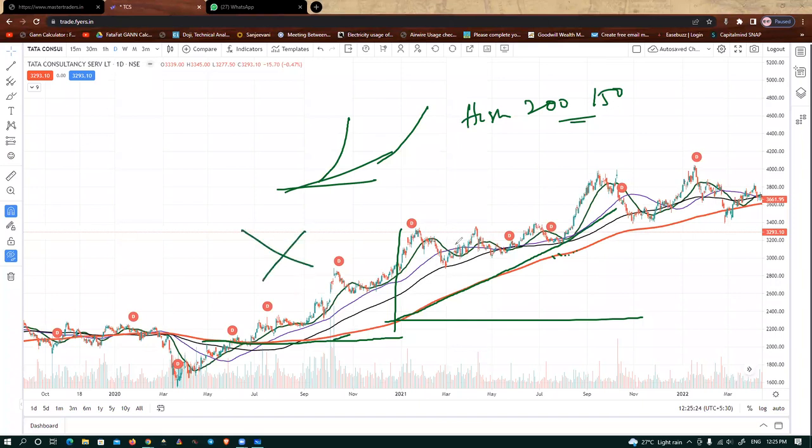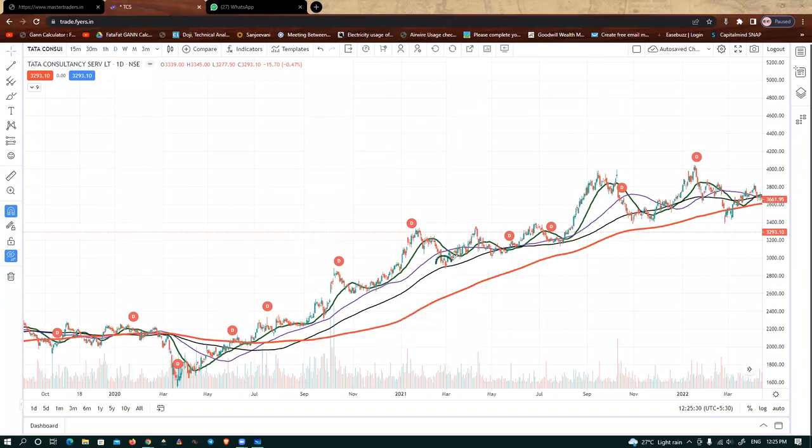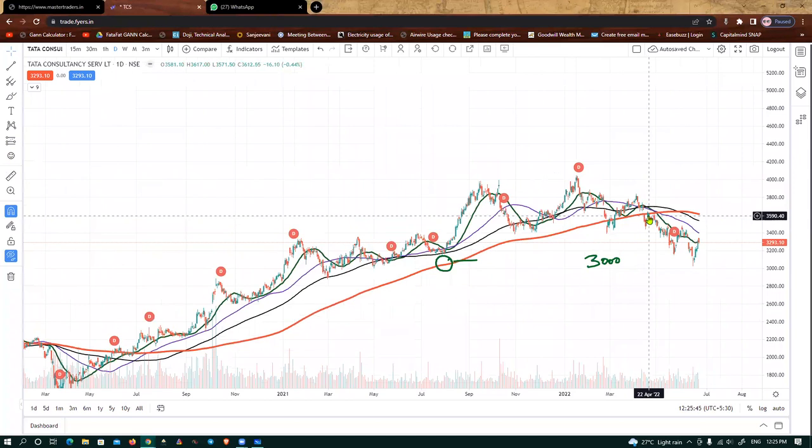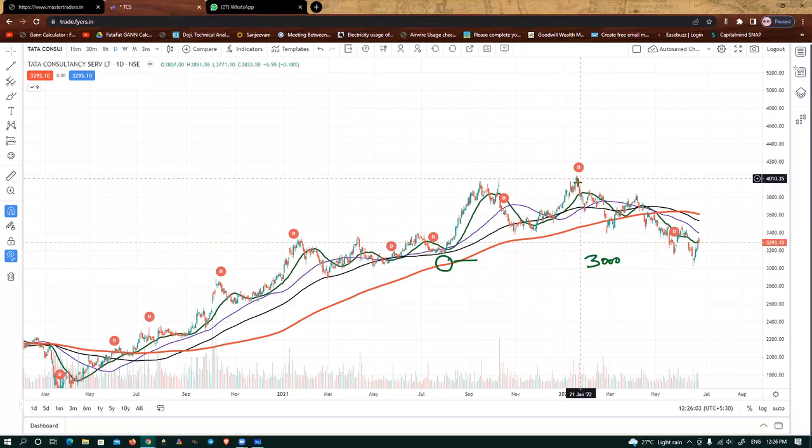If you have invested anywhere here, what is the price here? 3000. 3000 is the price. Until it breaks here, it has made 4000 rupees. So where was your investment? Here is your investment. March 21, and March 22, within 1 year, 1000 rupees profit.